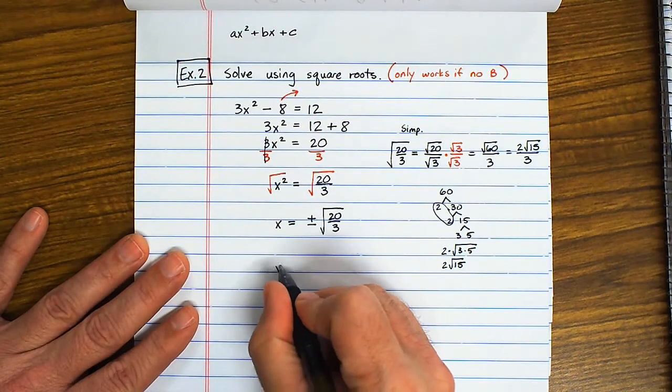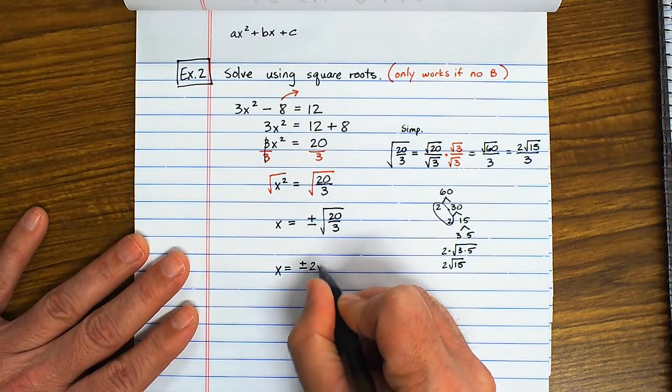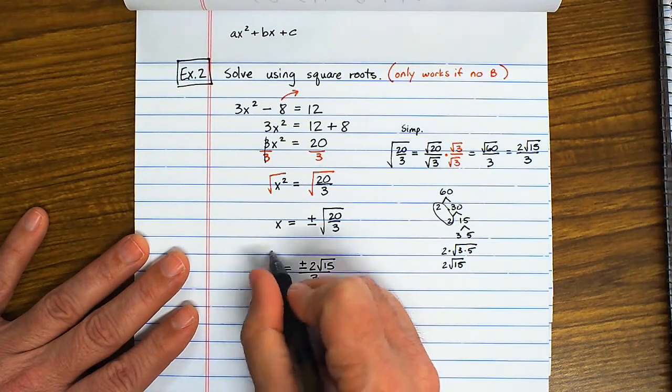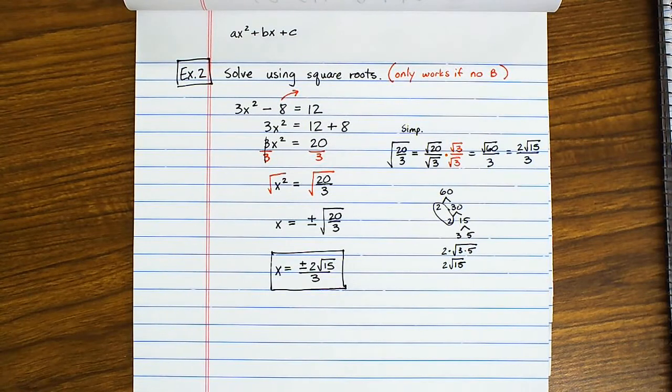And so my final answer is plus or minus 2 radical 15 over 3. So that's another option. Does that make sense?